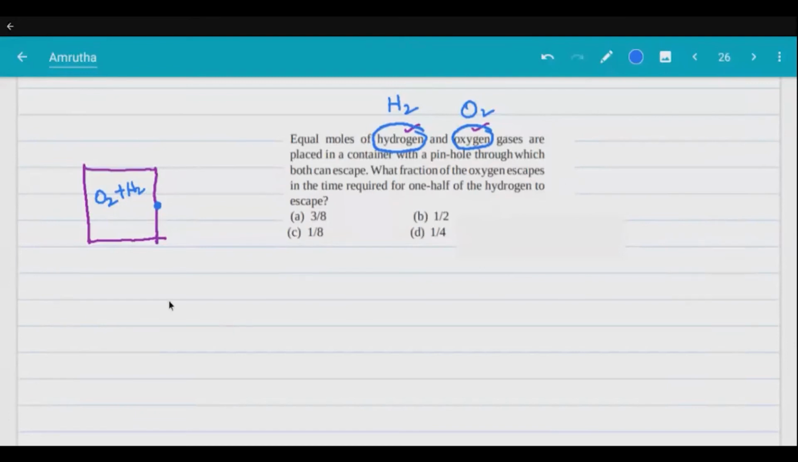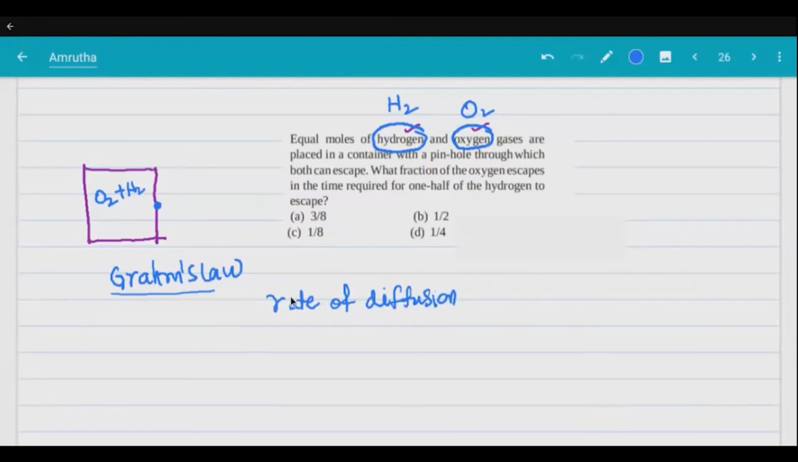1/2 of hydrogen. So what is this? This is based on Graham's law. First, let us discuss this Graham's law. So the rate of diffusion or effusion. You can say diffusion means what?